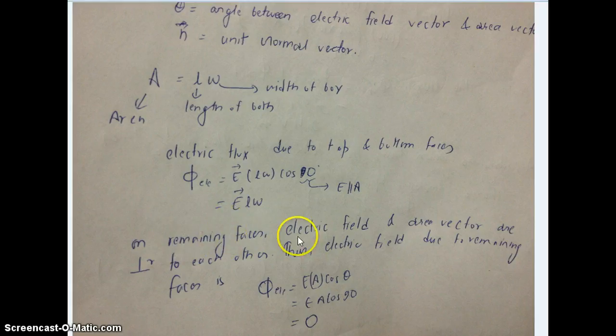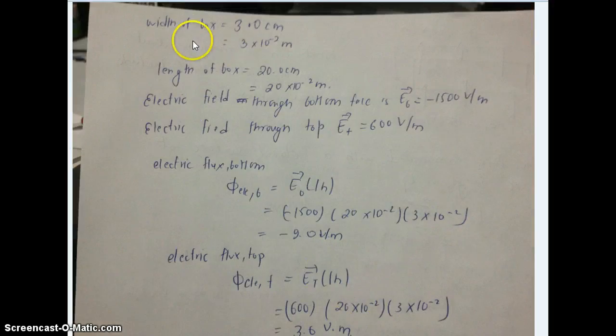And on the remaining faces, the electric field and the area vector are perpendicular to each other. Thus the electric flux through the remaining faces is 0 because cos theta is cos 90, which is 0. So now, changing the units to standard SI, the 3 centimeters to 3 times 10 to the minus 2 meter, the length to be 20 times 10 to the minus 2 meter, and the electric field through the bottom face is negative 1500 volt per meter, and the electric field through the top face is plus 600 volt per meter. So then the electric flux through the bottom comes out to be ELH, and putting the values from above here, it comes to be negative 9.0 volt meter.